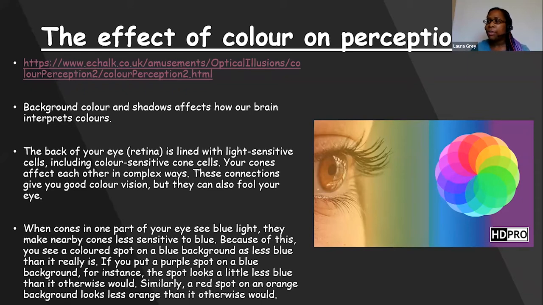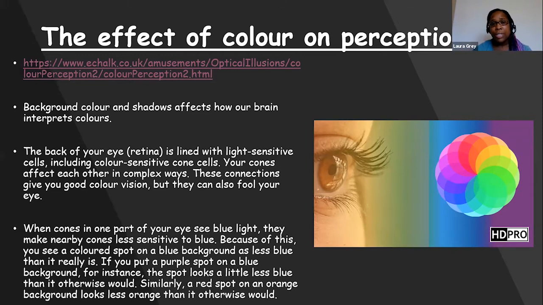The back of your eye, the retina, is lined with light sensitive cells. Those are those cone cells that I mentioned. And your cones affect each other in complex ways. These connections give you good colour vision, but they can also fool your eye. And this is where the perception bit comes in. So it says when cones in one part of your eye see blue light, they make nearby cones less sensitive to blue light. Because of this, you see a coloured spot on a blue background as less blue than it really is.